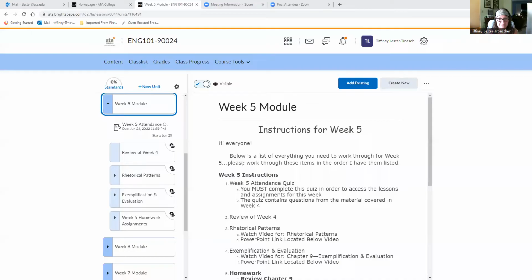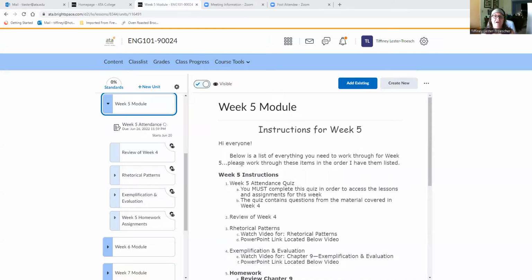I'm going to take a couple of minutes to go over the agenda with you this week, because week 5 is a very important week. Not a whole lot of lessons to go through, but you have a very big assignment that you'll be working on this week. Let's go ahead and take a look and see what we're doing this week.